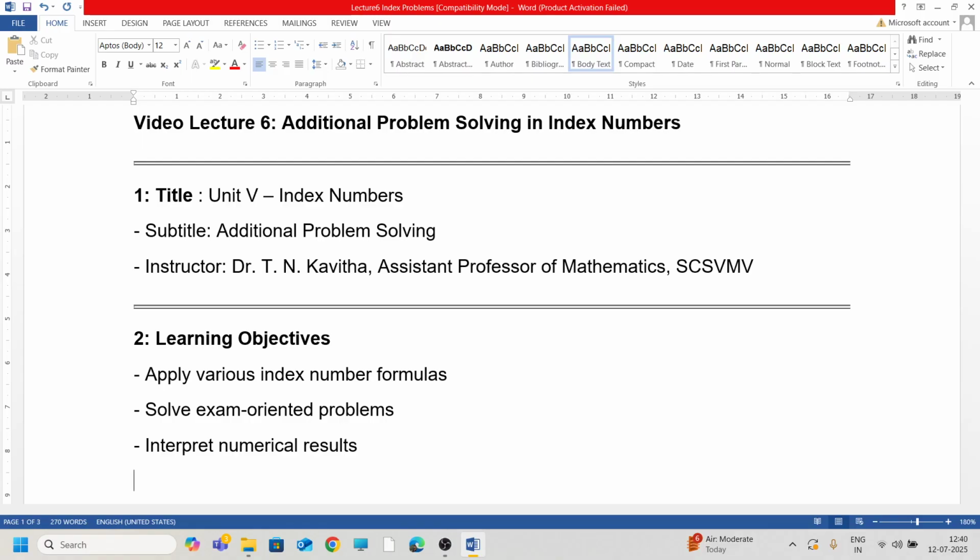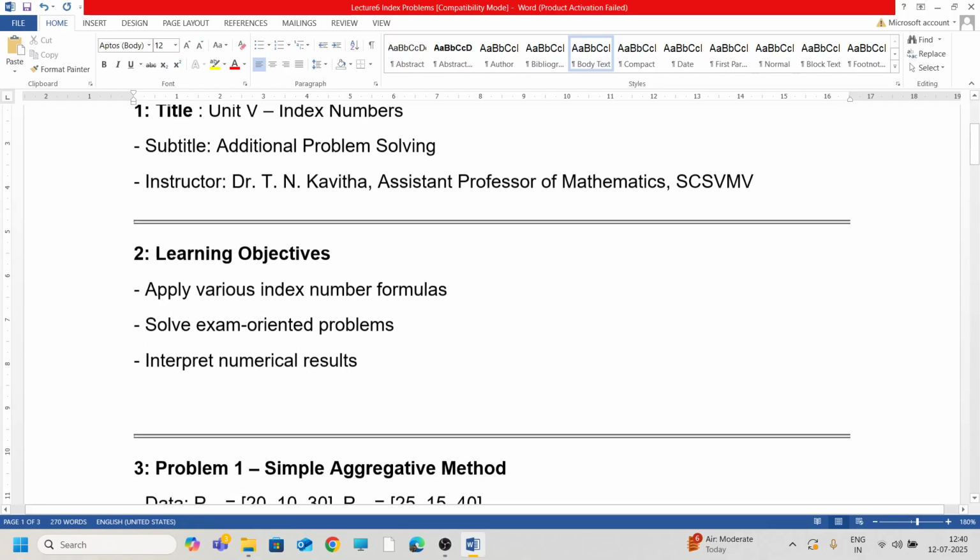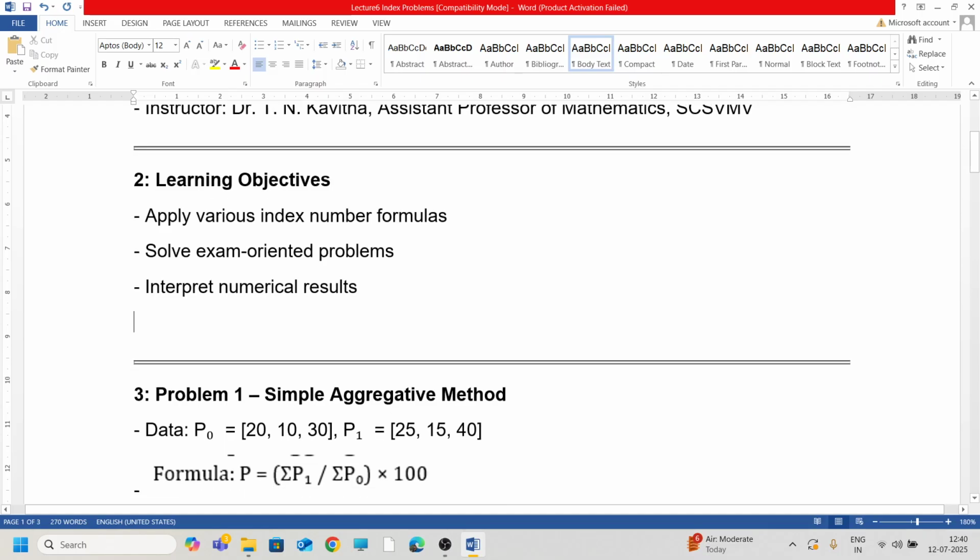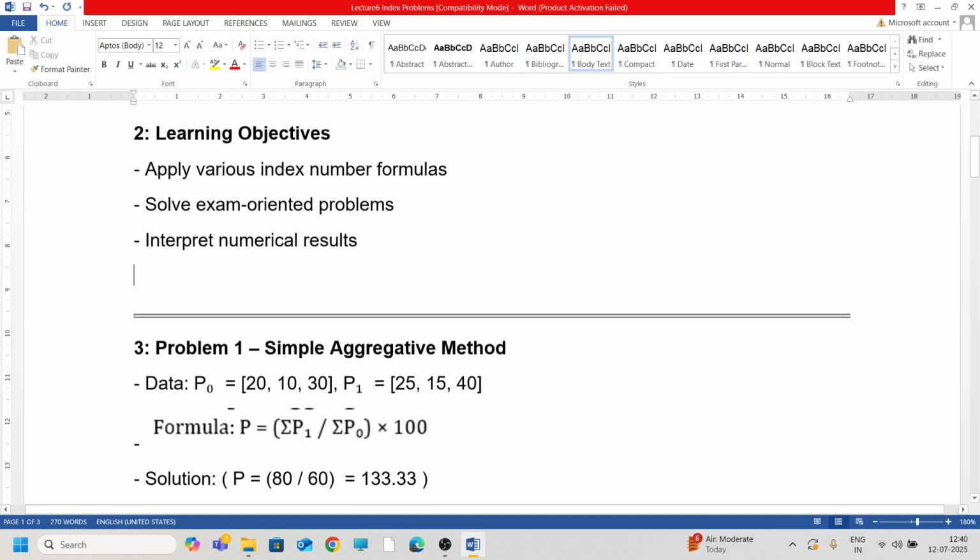I am Dr. Kavitha. In this special session, we will work through additional problems from unit 5 to strengthen your understanding and prepare you for examinations. Learning objectives: apply various index numbers formula, solve exam oriented problems, interpret numerical result. By the end of this session, you will be able to apply different index number methods to real problems and interpret the results clearly.